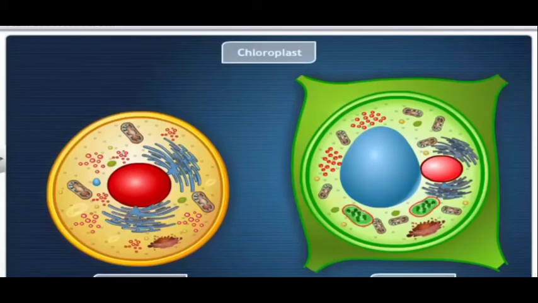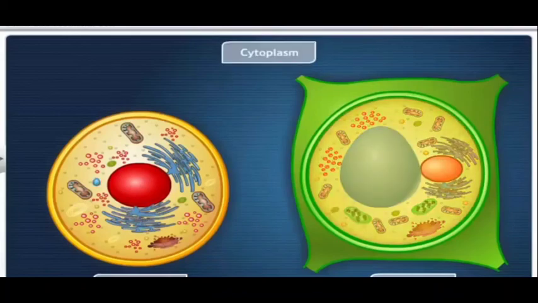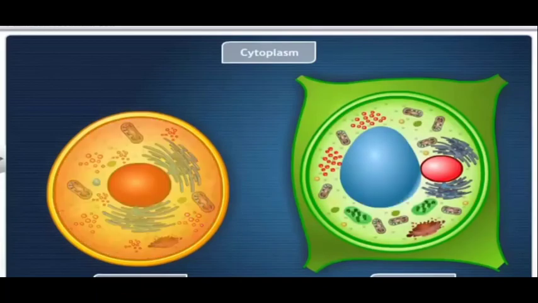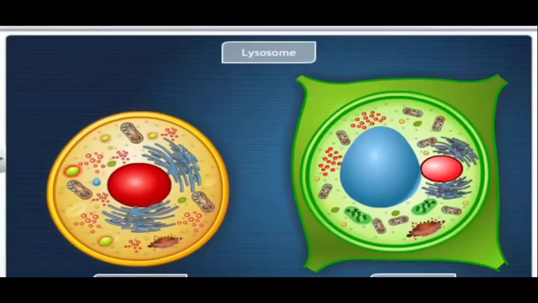Plant cells have chloroplasts, but animal cells do not. Plant cells usually have a large vacuole, while animal cells have small vacuoles if present. The cytoplasm of plant cells is pushed to the periphery by the large vacuole. In animal cells, the cytoplasm is dense and fills the entire cell. Plant cells have fewer or no lysosomes compared to animal cells.